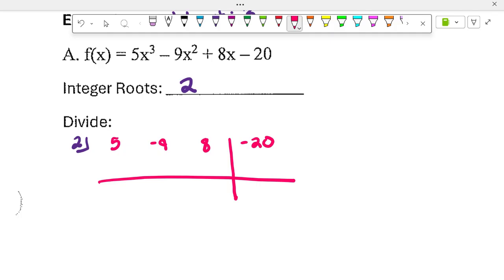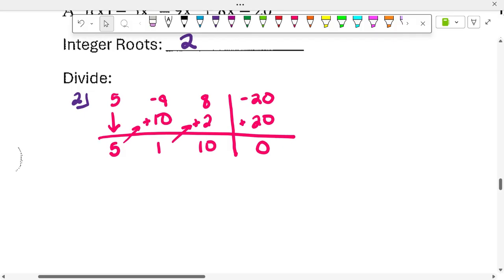So what's my first step with synthetic? Bring the 5 down first. Then we multiply by 2, so 5 times 2, 10. Then we add. Negative 9 plus 10 is 1. Then repeat. So 1 times 2, 2. Add, 10. 10 times 2, 20. Add, 0.